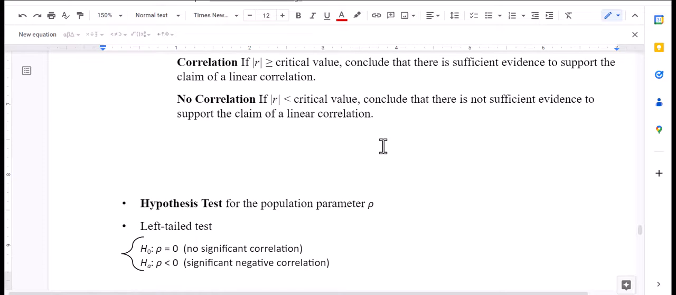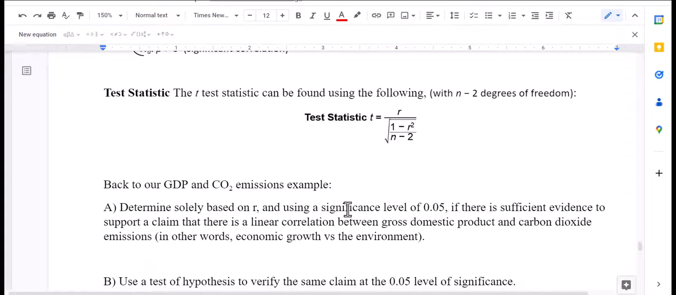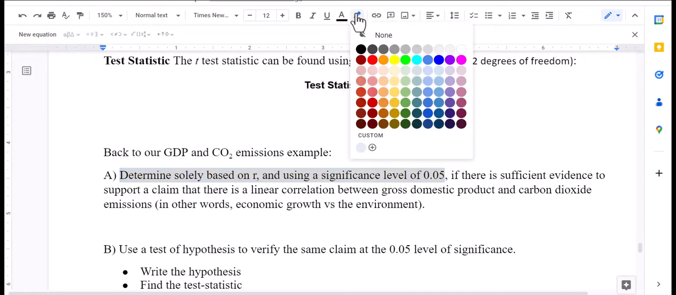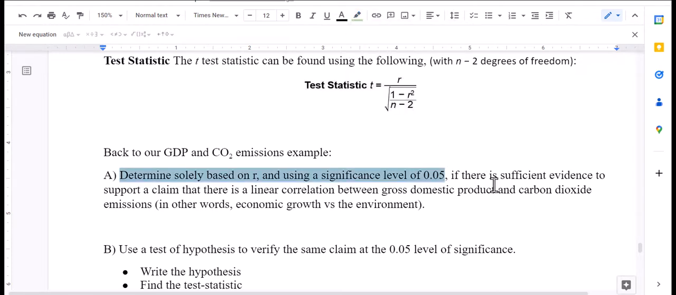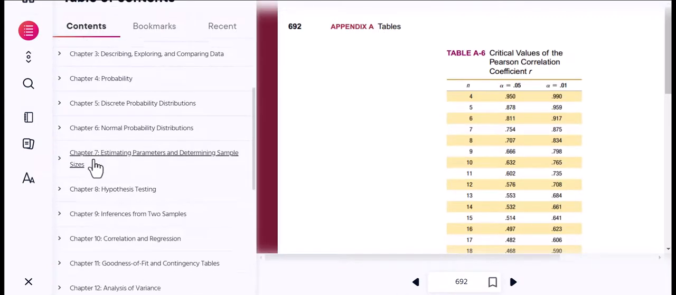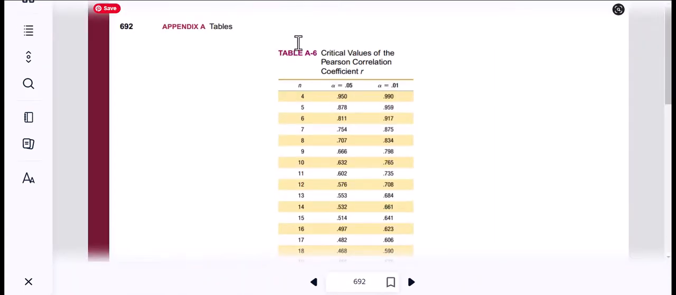And if there's no correlation, the absolute value of R will be less than the critical value. And so let's do that for this, and then we'll go into the hypothesis test and find a test statistic. So here we're going to determine solely based on R and using a significance level of 0.05. So let me highlight that. What are, if we have sufficient evidence to support a claim that there's a linear correlation between GDP and CO2 emissions. So let's look at the table, which when you go to your textbook, if you go to the table of contents, you will go to Appendix A, tables. And so once you click on that, then you will find your table A6.